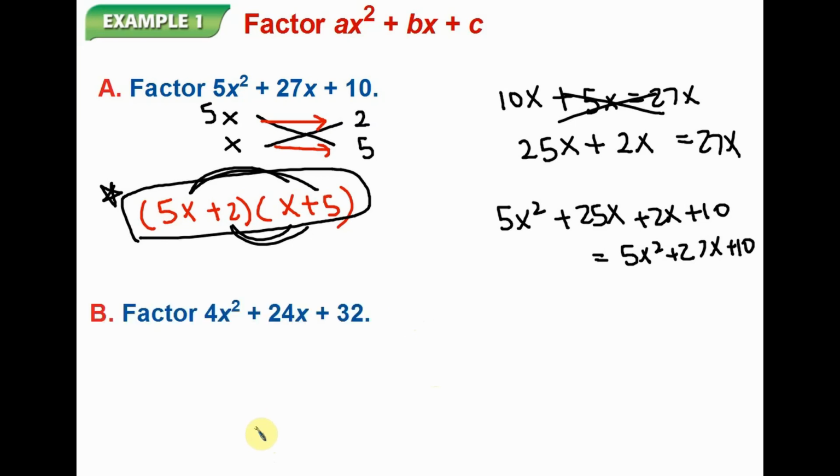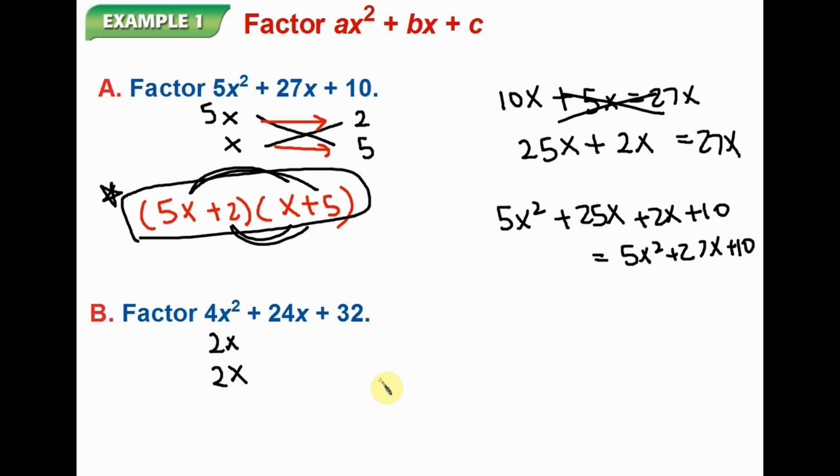Here is part B. Again, we're going to find what two numbers you need to multiply to get 4x squared, and what two numbers you need to multiply to get 32. When you cross multiply and add them, you have to get 24x. Now, if you try to do all of those at once, it's very confusing, so take it step by step. The first one, come up with what two combinations you need to multiply to get 4x squared. I'm going to begin by writing 2x and 2x.